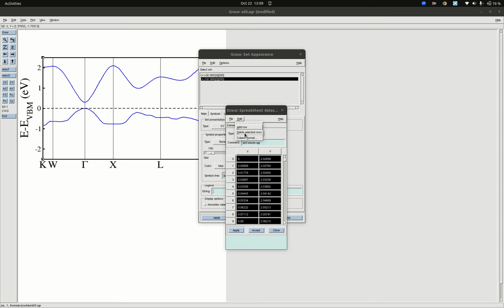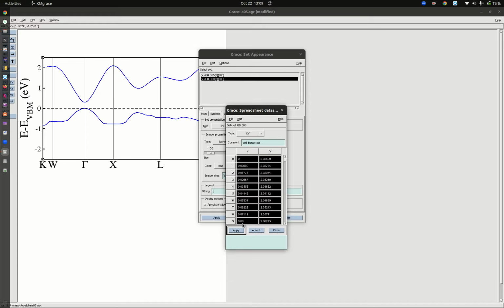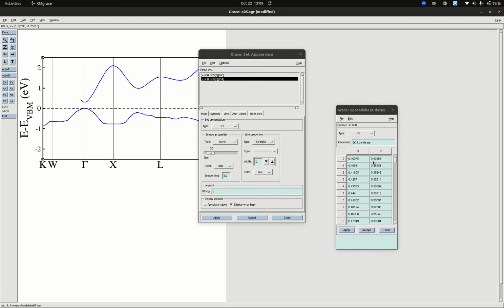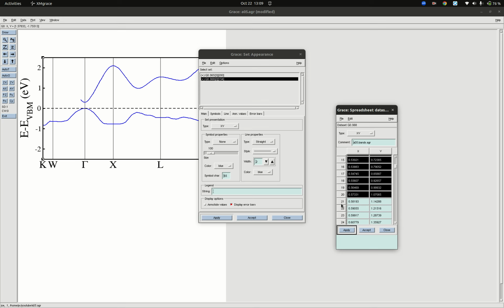So I'm going to go to Edit and delete the selected rows. Yeah, I want to delete them all. So now I have 5 points above, and now I have to carefully select 5 points below: 1, 2, 3, 4, 5. And I'm going to start from 11, and now I'm going to delete all the rows below so that it reduces to only 11 points, so that I can apply my formula easily.